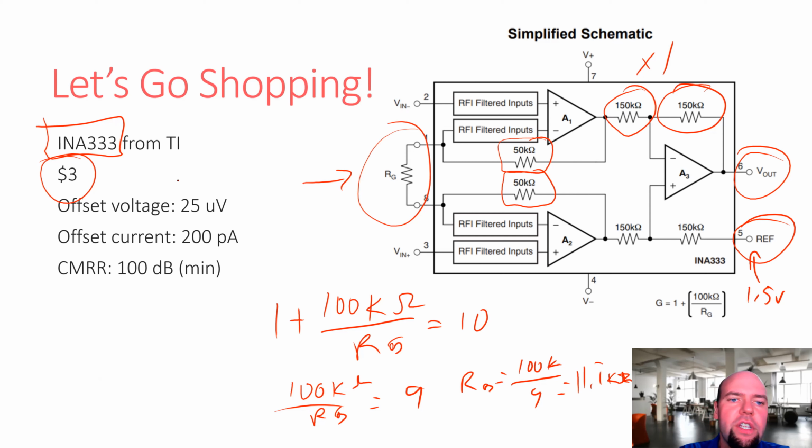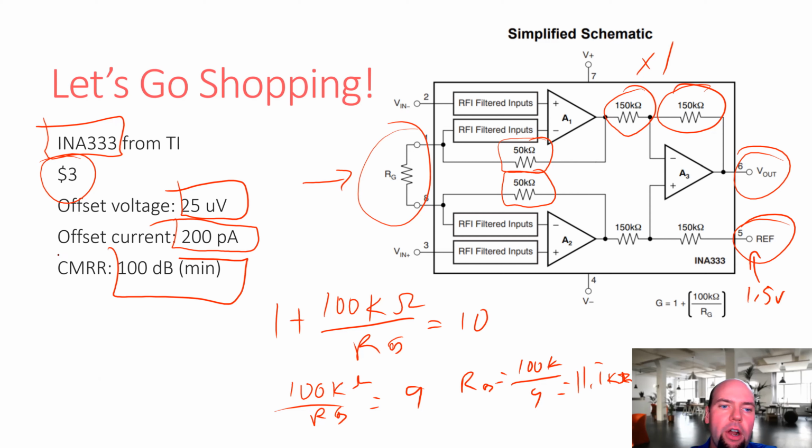So some other features: offset voltage 25 microvolts. That's pretty good. So input offset voltage, that's fairly small at 25 microvolts. Input offset current 200 pico amps. What's pico? 10 to the minus 12. That is pretty good. You can get op amps that do better, but that's the performance for $3. 200 pico amps input current's pretty good.